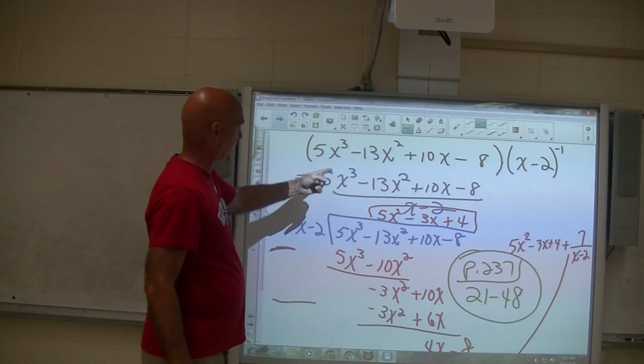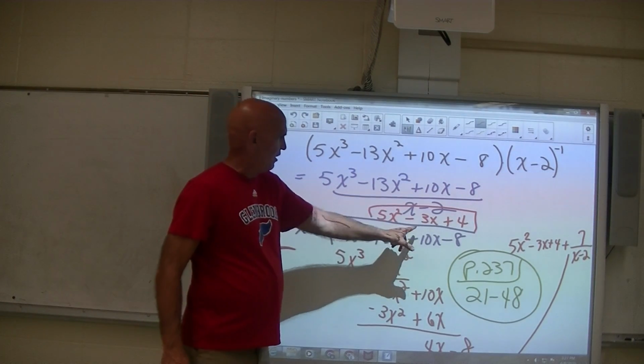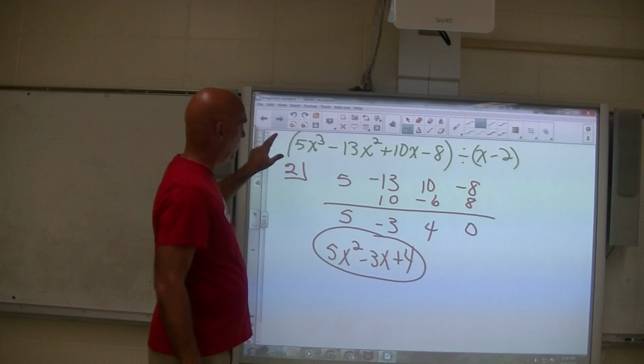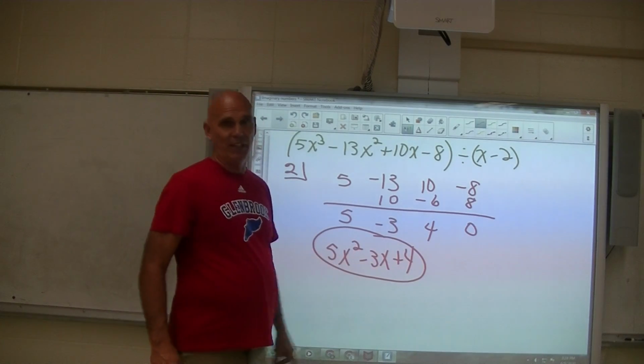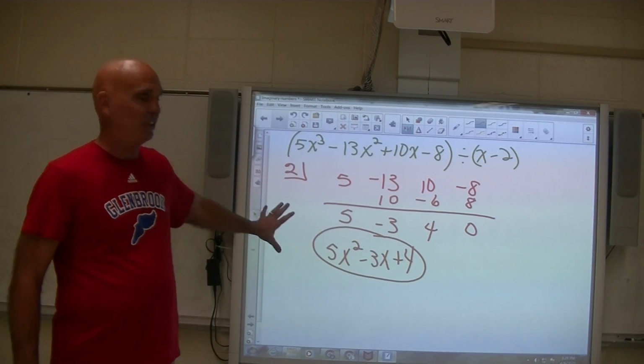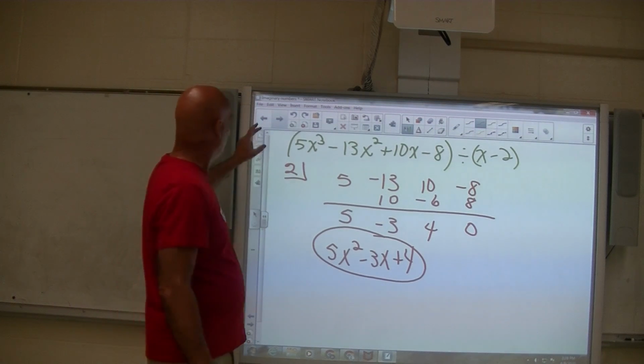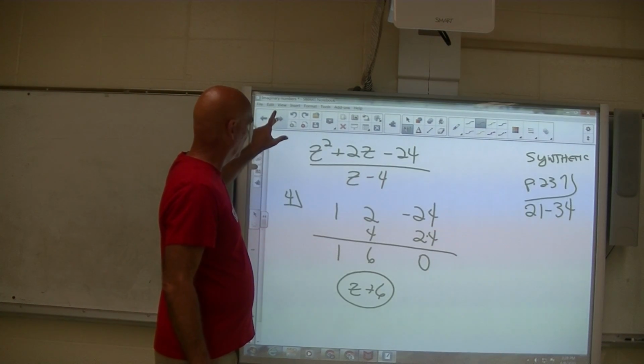Yeah, see when I did the same example with all this long division stuff, 5x squared minus 3x plus 4, that's the same example, the same answer that I get right here, but this is quite a bit easier. Synthetic division is quite a bit easier now that you've had a chance to get good at long division. Let's take the opportunity to do this.